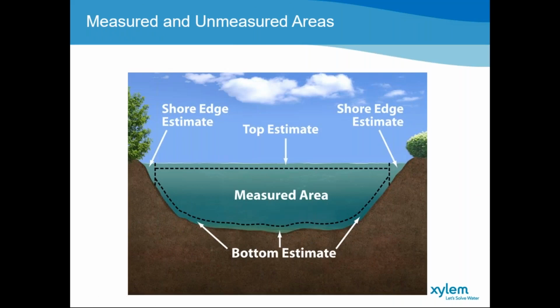So with ADCP measurements, in both moving boat and stationary methods, there is a certain area that can be measured, and this cross-sectional area is called the measured area. Then there's also the unmeasured area, which consists of the edges, a top and a bottom estimate.